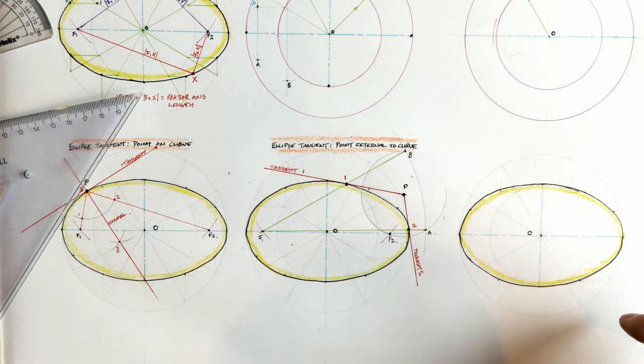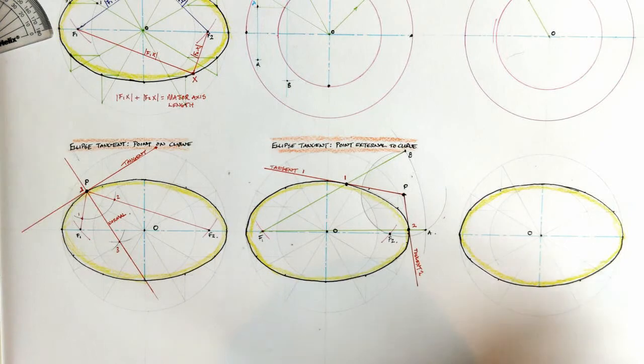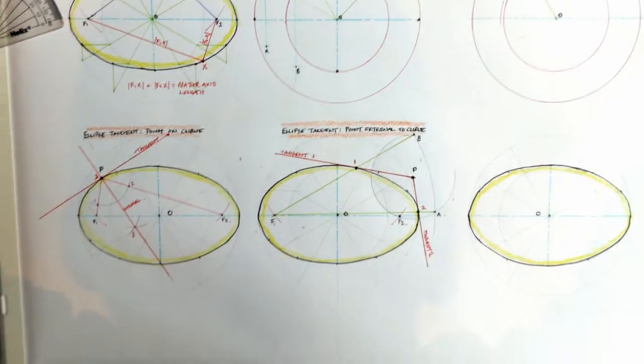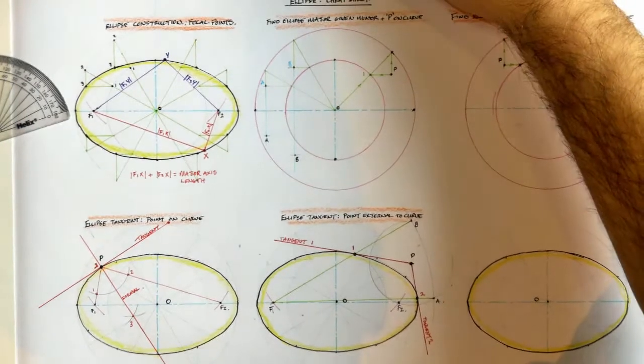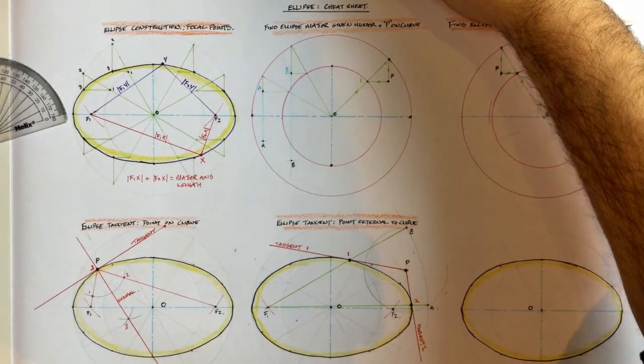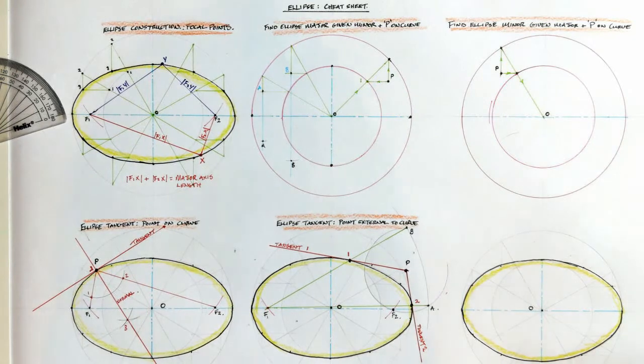But what we have here is the very basics of how to use our ellipse information as best we can, and I would say that if you use this cheat sheet while you're trying to solve the short questions and long questions, it will help.